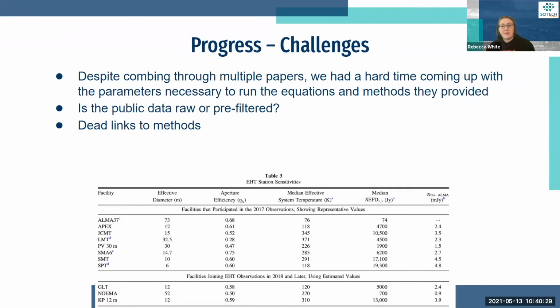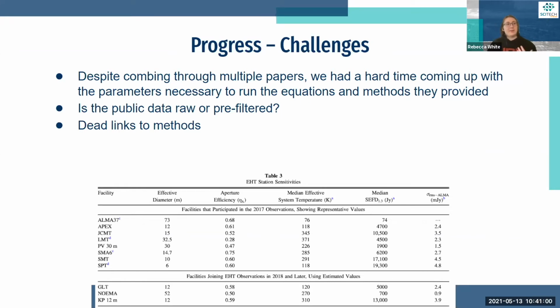So we found that table right there, which tells us the parameters of each individual facility, each individual telescope. However, that's not really helpful when you have a bunch of equations that have nothing to do with the telescopes. Another thing that we had a bit of trouble with is whether the public data is raw or pre-filtered. And if it's pre-filtered, then what were those filters? While we found a list of filters in the papers, we don't know if they're already applied or not. So that is something that we have to figure out on our own.